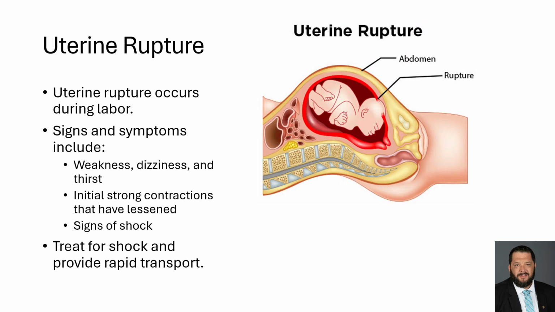A uterine rupture occurs typically during labor. Signs and symptoms include weakness, dizziness, and thirst. Initially, the contractions will be strong, but then there may be a cessation of contraction strength, or they may lessen. The patient will present with signs of shock, and for this case, we need to provide rapid transport to a receiving facility and treat for hypovolemic shock.